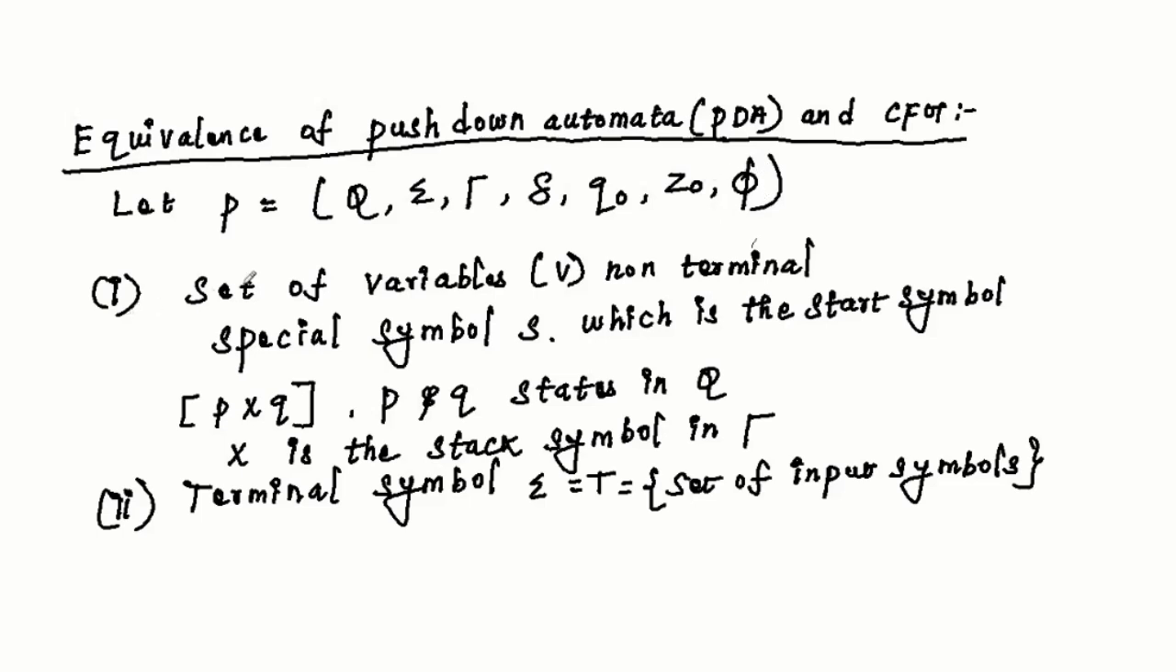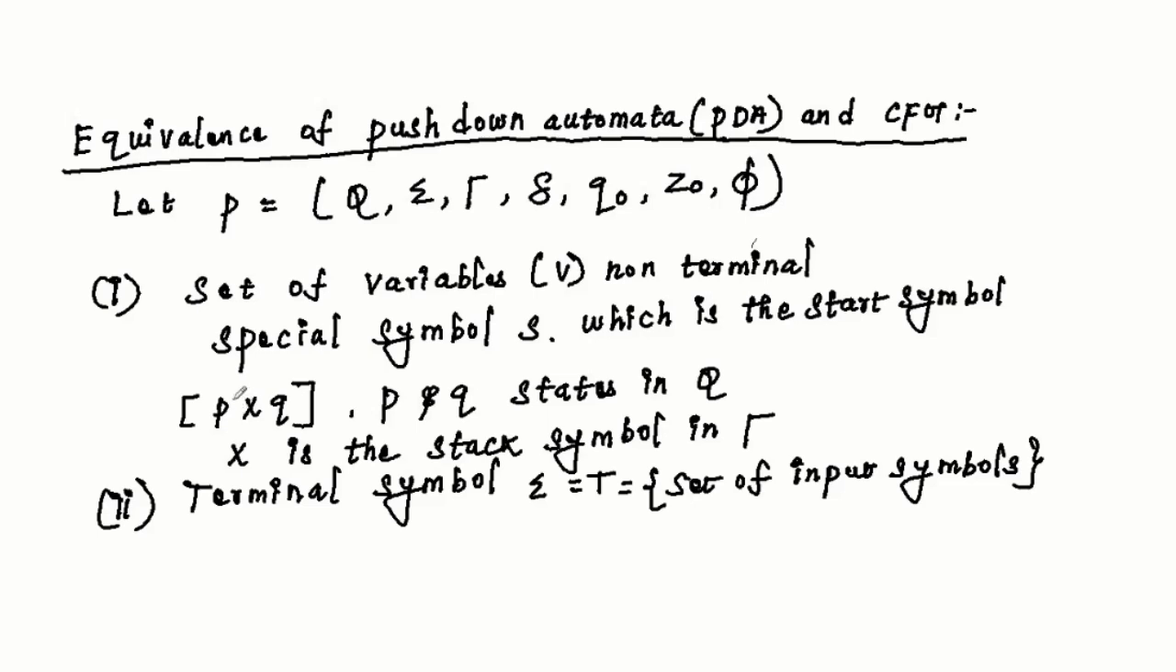In the first step, the set of variables, capital V, in the grammar corresponds to non-terminal symbols. Among these variables, there is a special non-terminal symbol denoted by capital S, which is designated as the start symbol of the grammar. Here P, X, Q where P and Q are states in Q. This denotes a type of non-terminal variable used in the conversion from pushdown automata to context-free grammar.